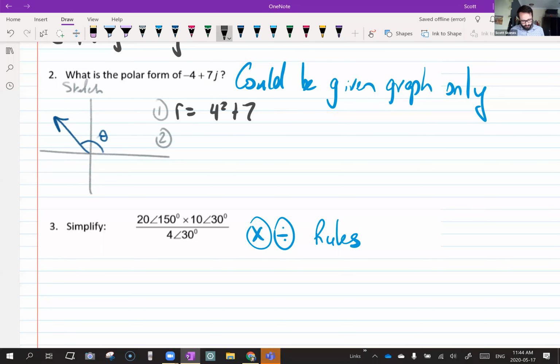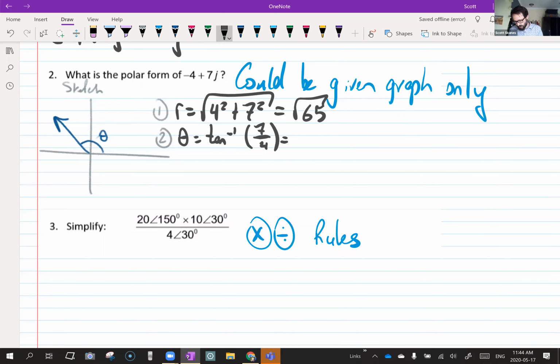4 squared plus 7 squared. What does that give? 4 squared plus 7 squared is root 65. Okay, that one's done. Theta. What's theta? It's always tan inverse of the b over the a. So 7 over 4. And in this case, that gives 60.3 degrees. Now, my question for you is, am I done there, or do I need to do anything else?